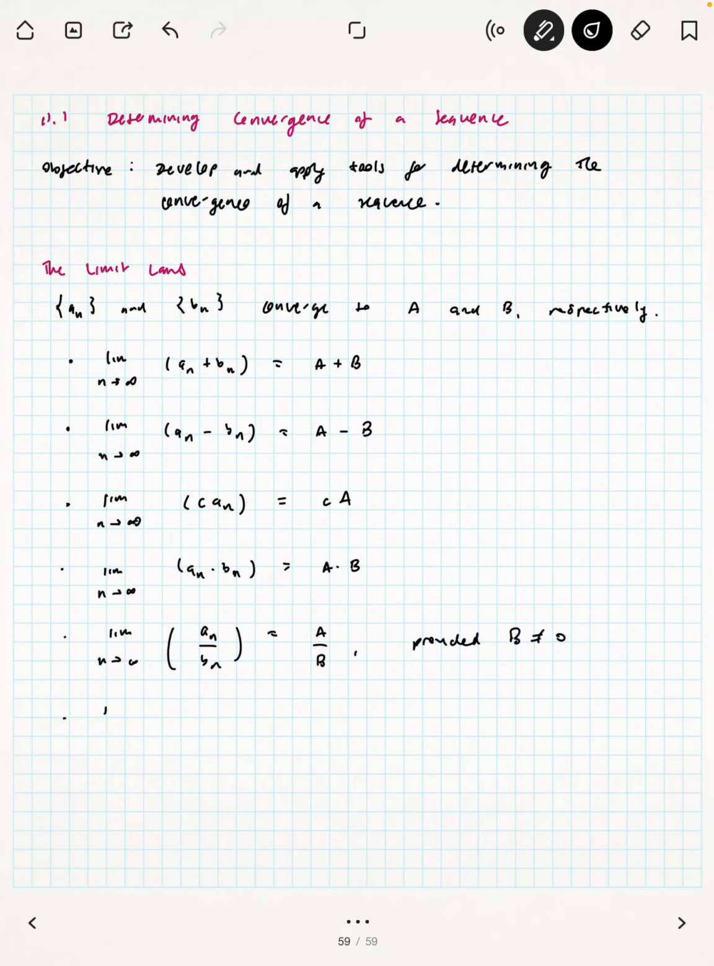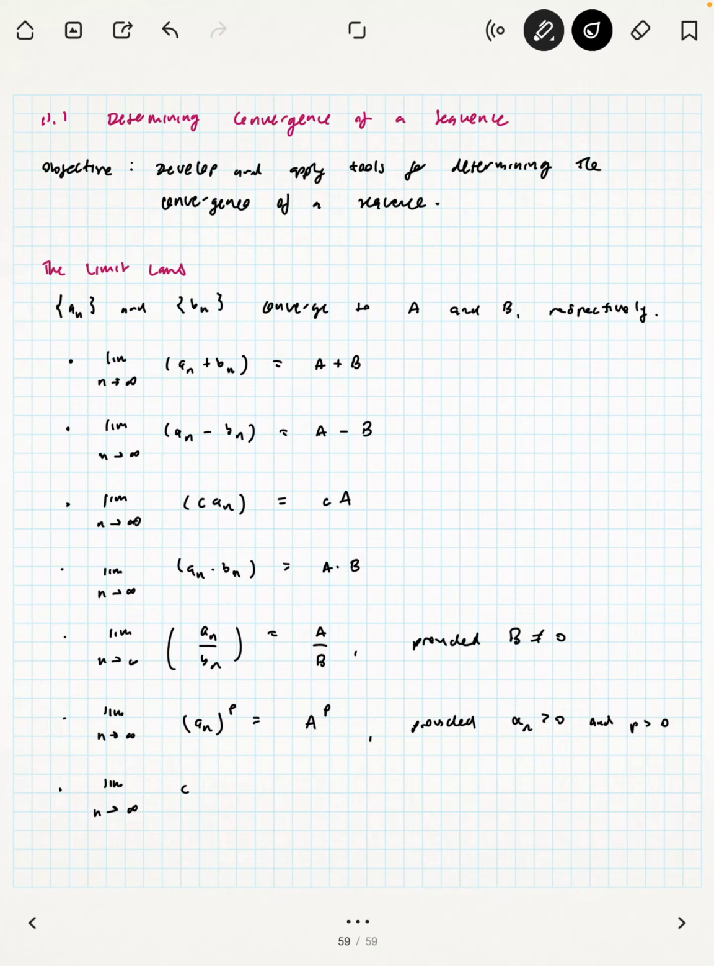The last two that I want to cover here are the sequence that you get from raising every term to the power p will give you A to that power p, provided we have a positive sequence, right? All of the terms are positive and the power is positive as well. And it can be any power. It can be a fractional power. It can be a whole number power. It could be an irrational power. It doesn't matter.